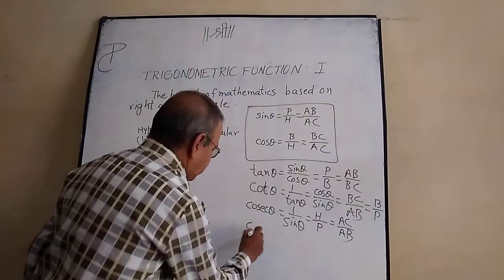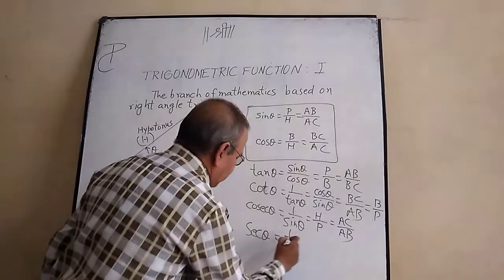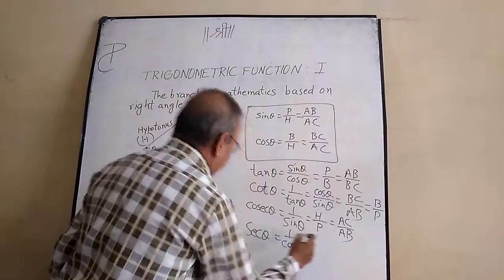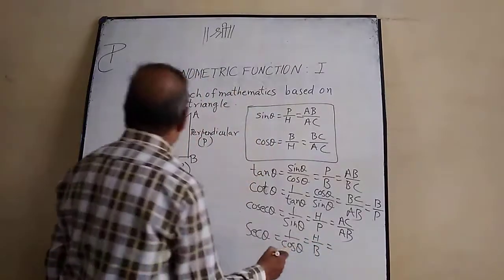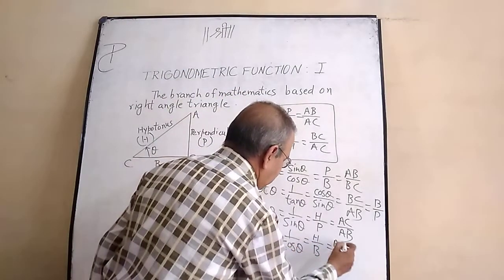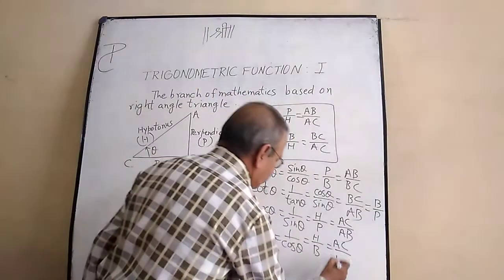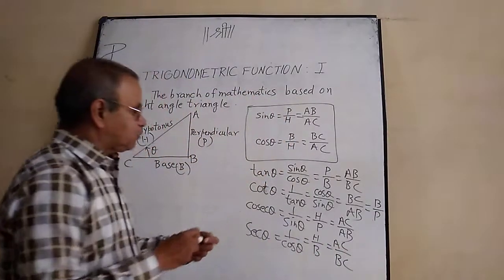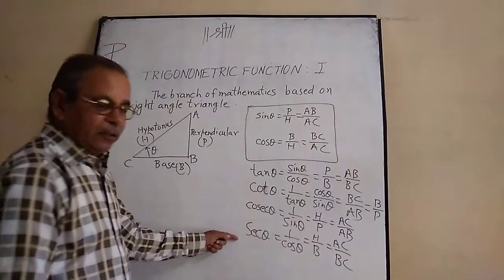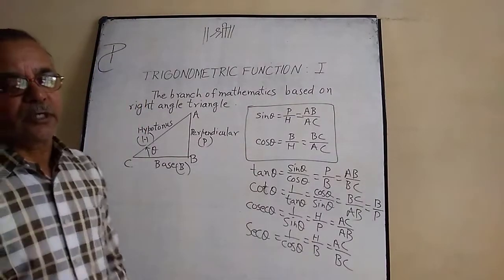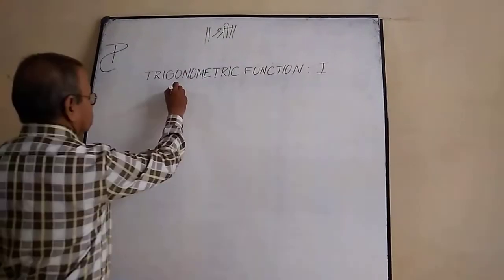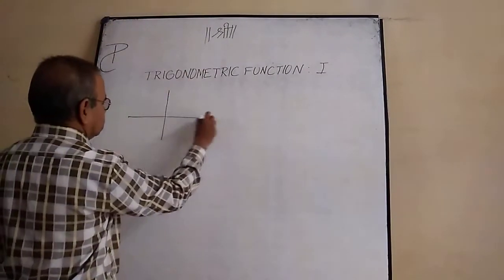Similarly, sec theta is 1 upon cos theta, which is equal to hypotenuse upon base, and therefore it is represented as AC upon BC. So all these four functions are based on sine theta and cos theta.